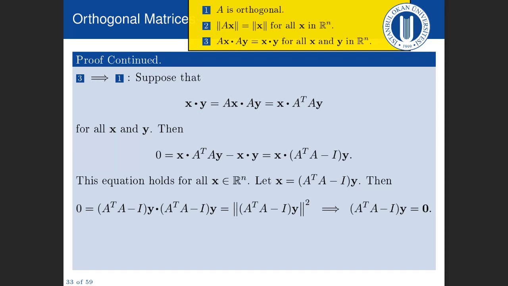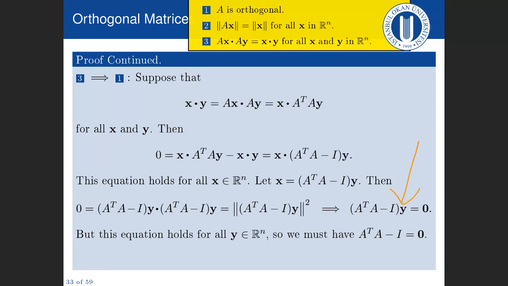But this must be true for all vectors y. It doesn't matter which vector y we put in, we always get the zero vector here. And that's only true if A transpose A minus I is the zero matrix. Sorry, these two zeros here: the first zero is a zero vector, and the second zero is the zero matrix. And that proves that A transpose A is I, and then we're finished.